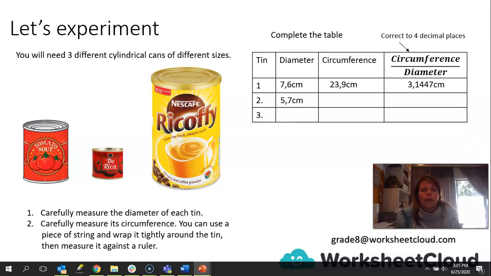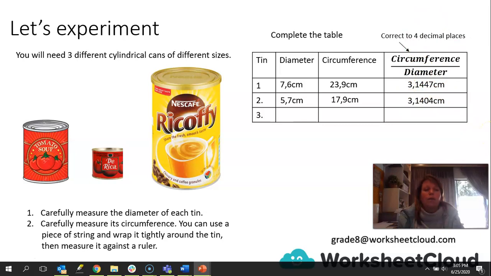My tomato paste can, the diameter, so across the top of the can, was 5,7 centimeters. My circumference, measuring around the can with my piece of string, I got 17,9 centimeters. I then take my circumference of 17,9 centimeters and I divide it by 5,7 centimeters, and have a look. I get 3,1404 centimeters because that's to the correct 4th decimal place. Now have a look. It's very, very similar.